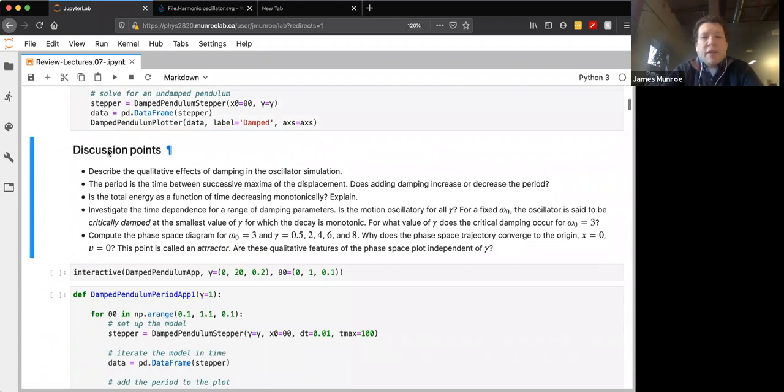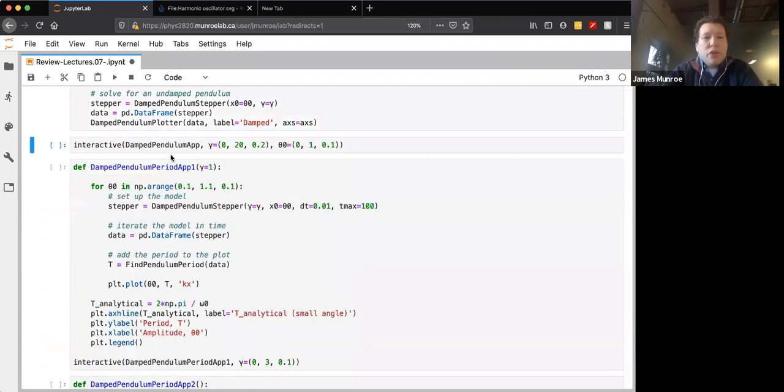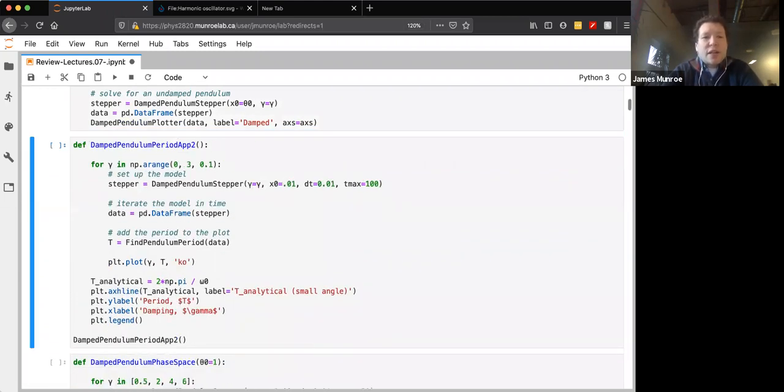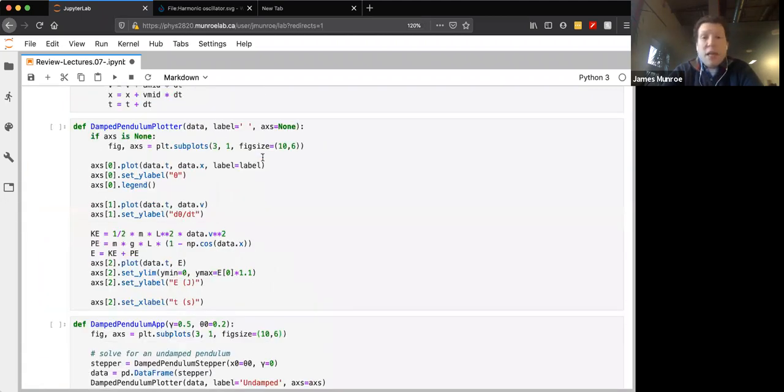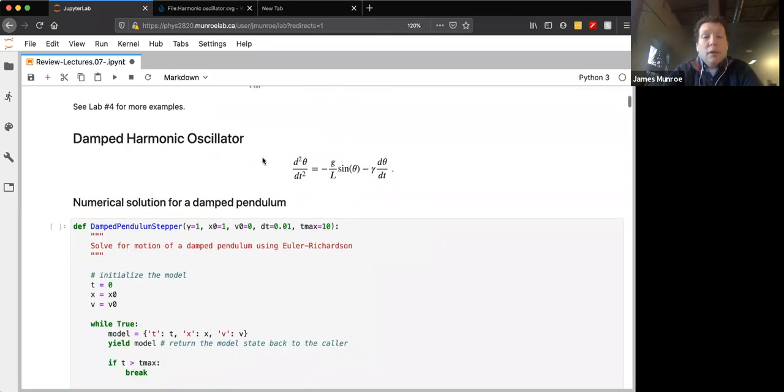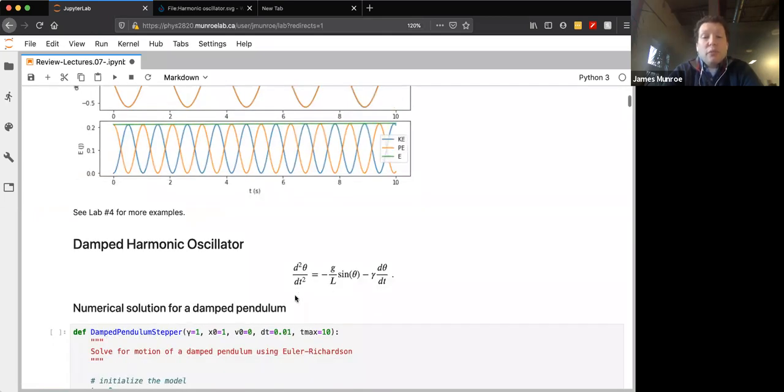I don't think any of this discussion point is relevant, nor is the interactive stuff. Okay, so the theme here is number 1, we have an equation of motion. Number 2, we can add decay terms to the equation of motion.